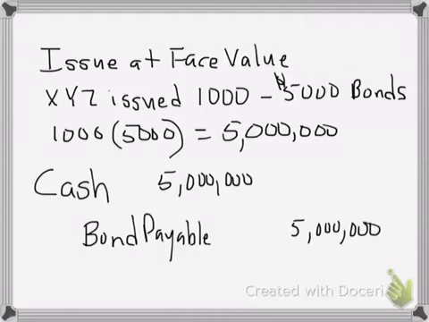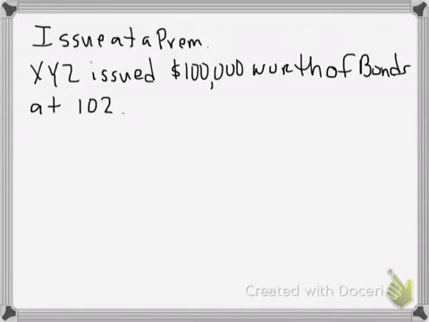Now that's if we issue at face value. It's very simple. Cash comes in, we have that liability. When we issue it at a premium or a discount, there's a little bit of different things that we have to do.